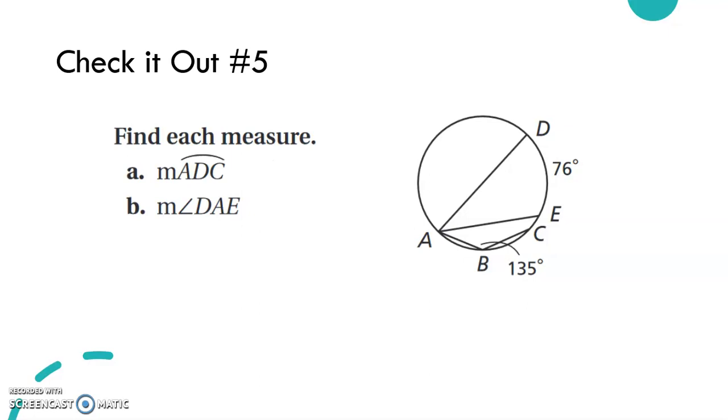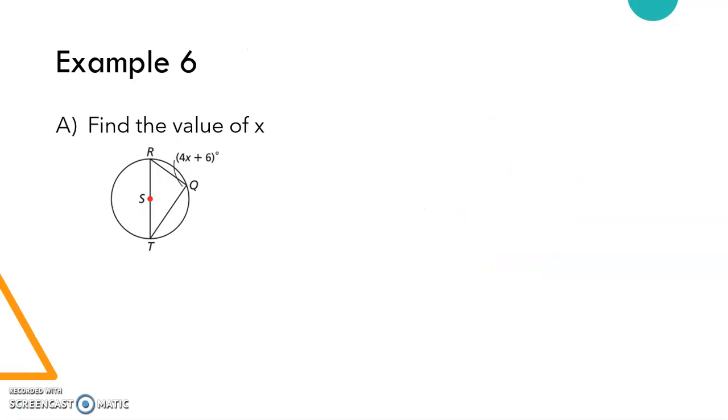In example 6A, they want us to find the value of x in this picture. Notice we have this angle here. It is an inscribed angle, and they've given us a hint about it by giving us the diameter here. So think about how big this arc length needs to be and what that would mean about this measurement across from it. Then try and write an equation and solve it to find the value of x. Then press play to see if you're right.